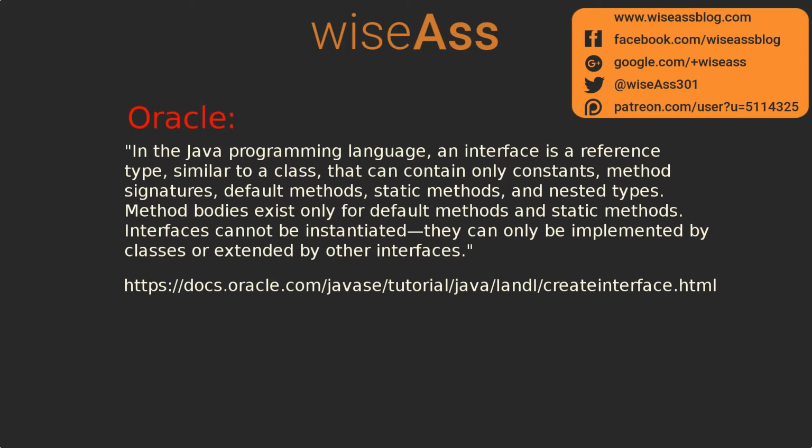Oracle defines a Java interface as follows. In the Java programming language, an interface is a reference type similar to a class that can contain only constants, method signatures, default methods, static methods, and nested types. Method bodies exist only for default methods and static methods. Interfaces cannot be instantiated. They can only be implemented by classes or extended by other interfaces.